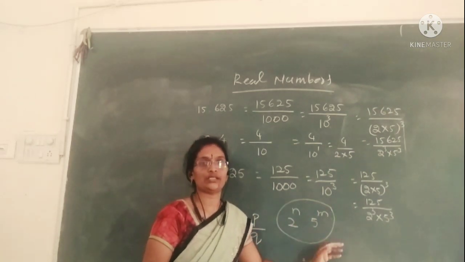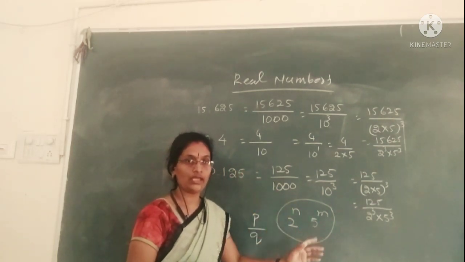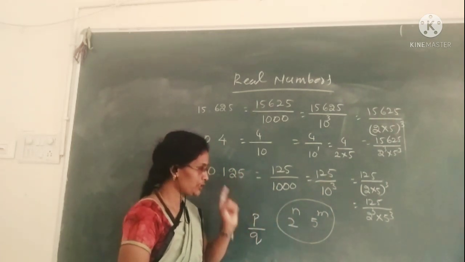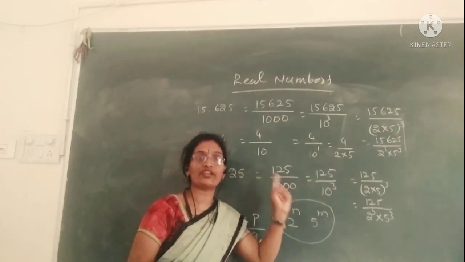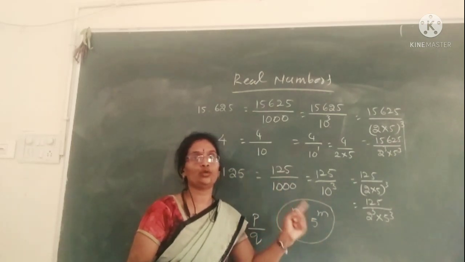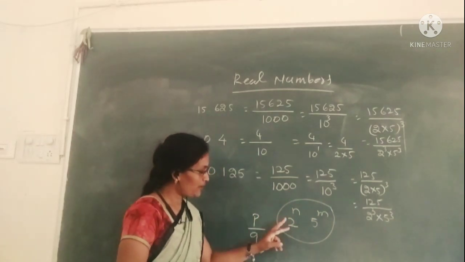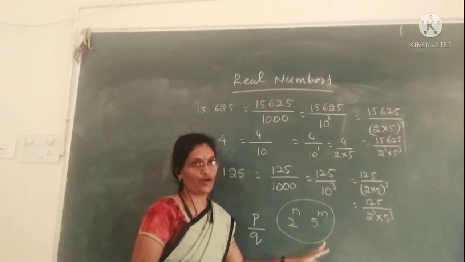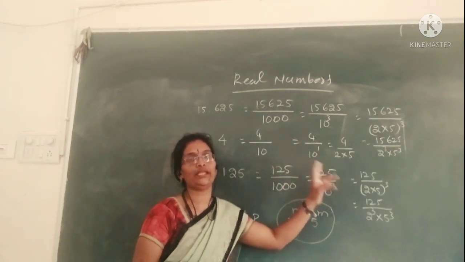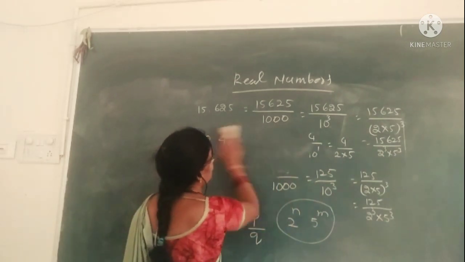So what is a terminating decimal? We can identify it in the denominator. We can express it as a power of 2, or a power of 5, or both 2 and 5. So this is the terminating decimal.